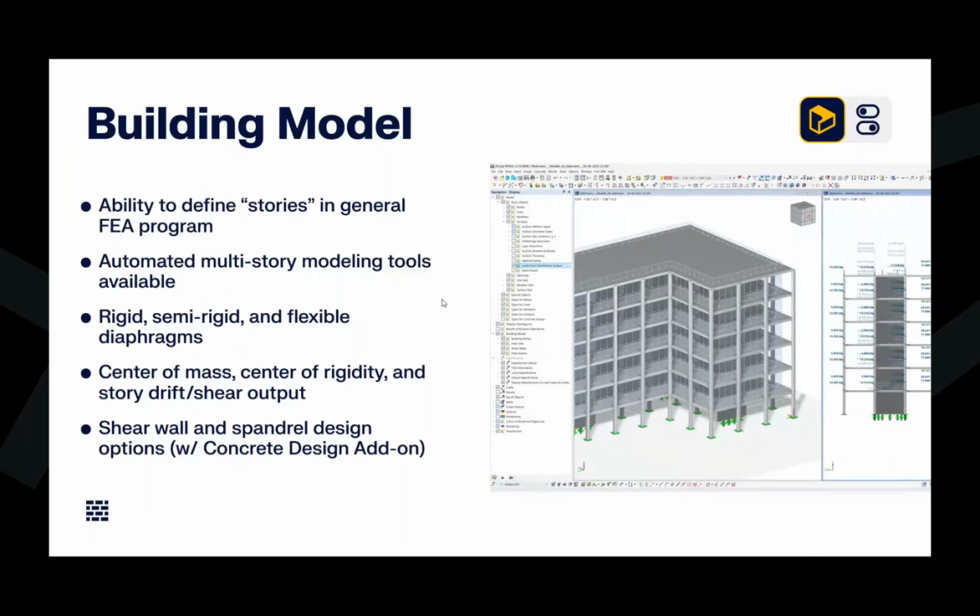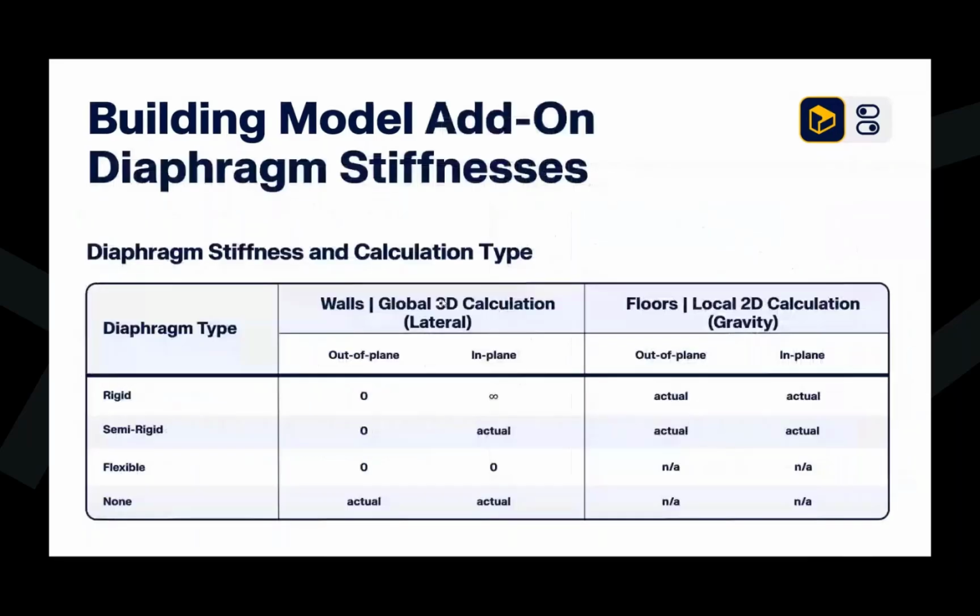This also releases our diaphragms. So within the building model add-on, we can specify rigid, semi-rigid, and flexible diaphragms. I will jump to this next slide quickly just to speak a little bit more about the diaphragms and the stiffnesses that we offer. So again, we have these various diaphragm types.